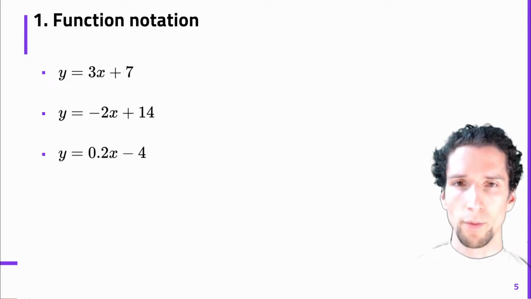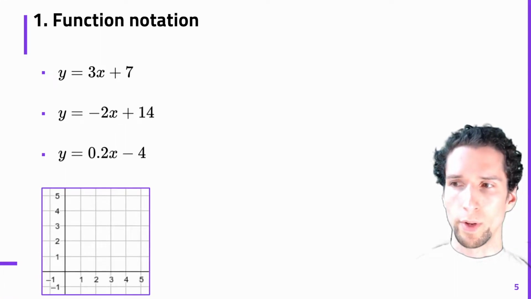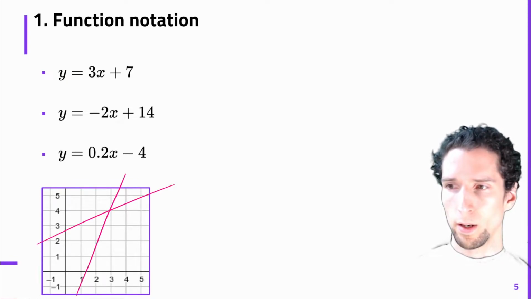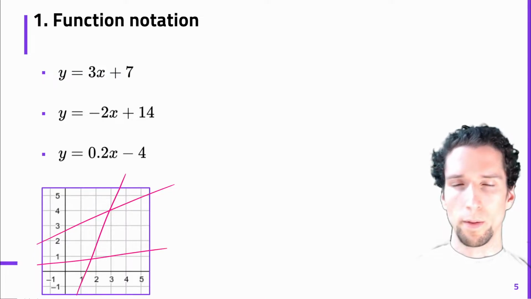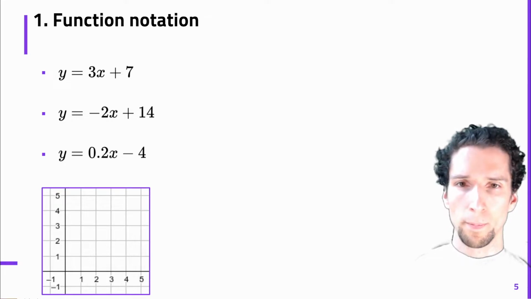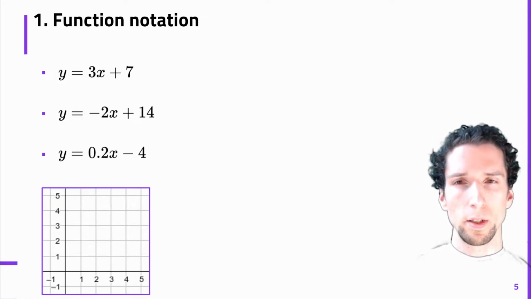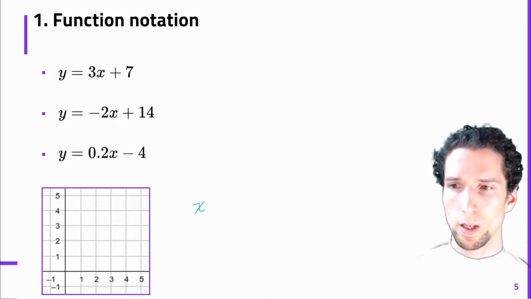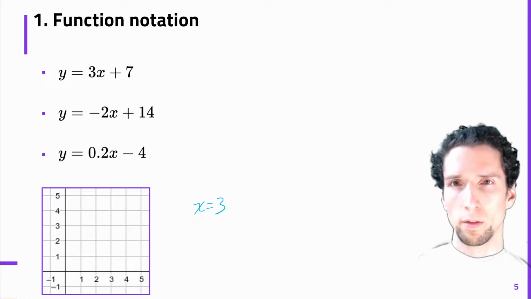So often we would deal with these as lines on a graph, and one of them looks like this, and another looks like that, and another looks like this. They'd be straight lines on our graph. We don't always deal with them like that, though. Let's say, for example, I want to know what is the first one when x is equal to 3?